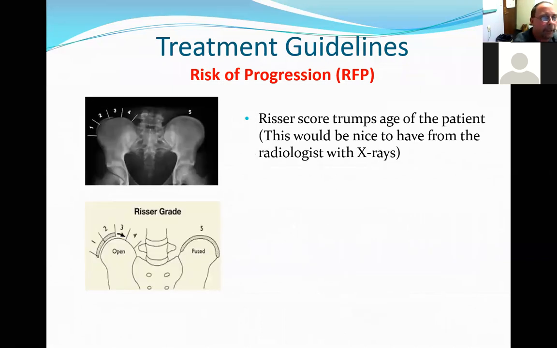I don't know if there's anybody on here that doesn't know what the Risser sign is, but just in case there is, the Risser score trumps age of the patient. This definitely is nice to have from a radiologist standpoint, although I can read this as well. Sometimes it's difficult to see, so anytime I can get help, Dr. Nixon, Dr. Walker, Dr. Meyer, anytime you all can contribute to a Risser score, it's also helpful for me, especially on those x-rays that are diminished in their clarity.